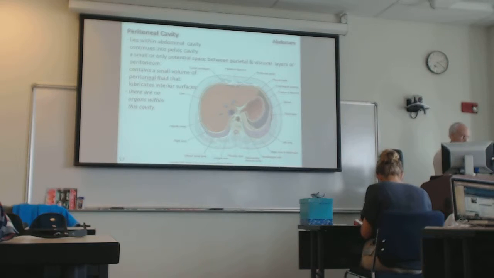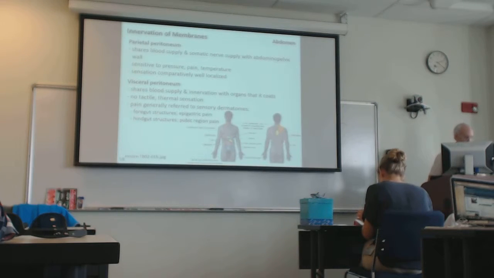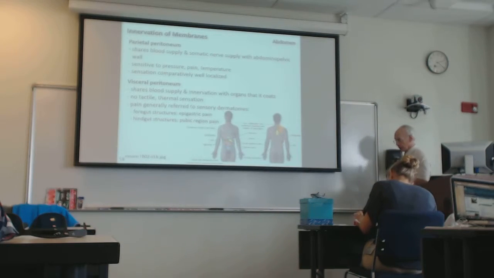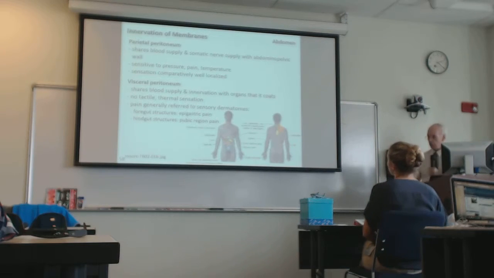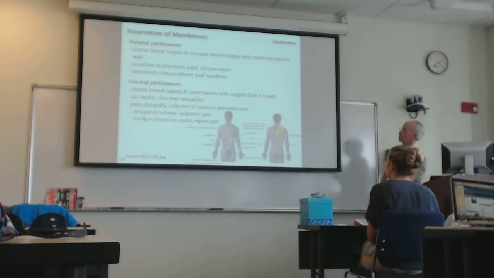And we've already talked about the fact that at least formally there are no organs within the peritoneal space. We made a distinction with respect to sensation between the visceral and parietal pleural membranes. Likewise, you should be familiar with the way that the parietal and the visceral peritoneal membranes are innervated. The parietal peritoneum basically shares its neural and vascular supply with the abdominal wall.